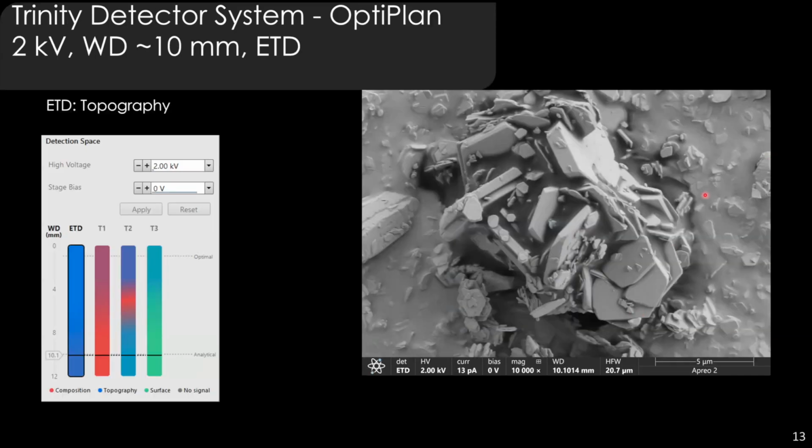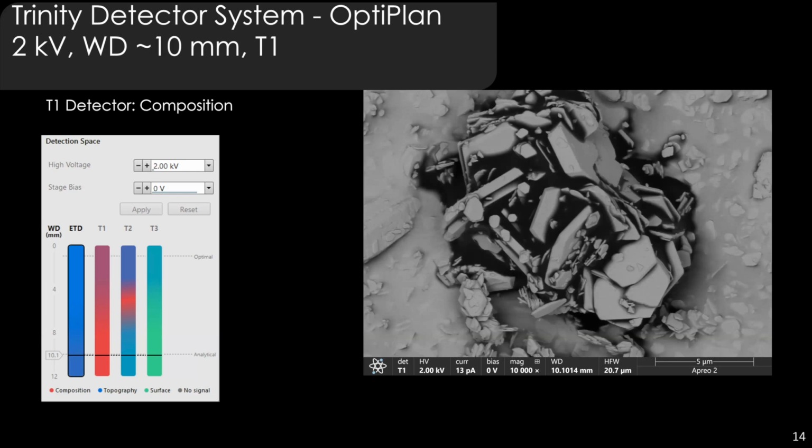Now, how does this actually work? Here we can see the ETD detector. It's showing up very blue in the detection space, so we're getting a nice topography signal. We're at 10,000 times, low kV and low current. We're not applying any bias to the stage. As we look through the detectors, we can see the information we get. With the T1, we're getting backscatter compositional. So the organic material is showing up very black, whereas the heavier materials are showing up very white or gray or bright gray.